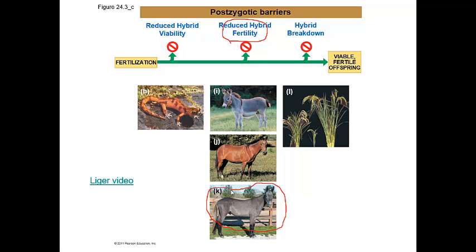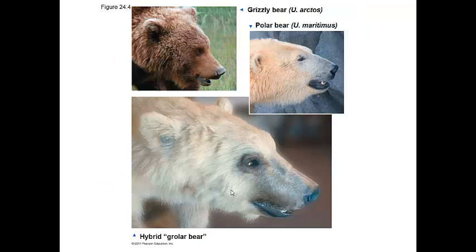Another good example of a sterile hybrid is going to be the growler bear. The growler bear is created through the mating of a grizzly bear and a polar bear. These growler bears are sterile, so they themselves cannot reproduce.